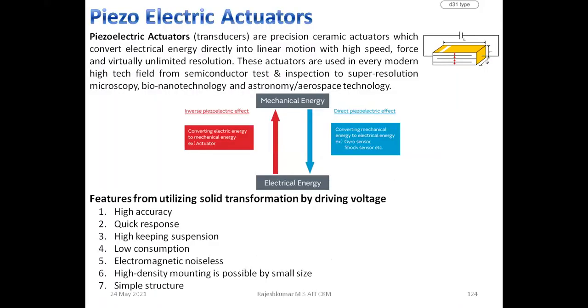Here, as you can see, the block diagram illustrates that if electrical energy has to be converted to mechanical energy, it is the inverse piezoelectric effect, that is converting electrical energy to mechanical energy, whereas the direct piezoelectric effect is converting mechanical energy into electrical energy. Here we are going to consider the reverse form, that is from electrical to mechanical energy. The piezoelectric effect is the same, but regarding the applications, we decide whether to go for the direct piezoelectric effect or the inverse piezoelectric effect. That has to be considered.